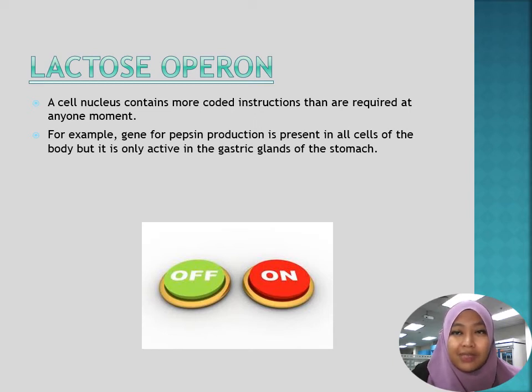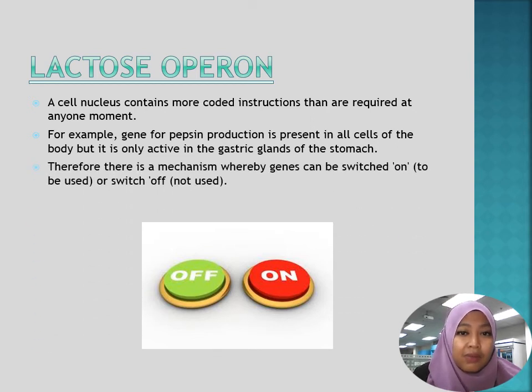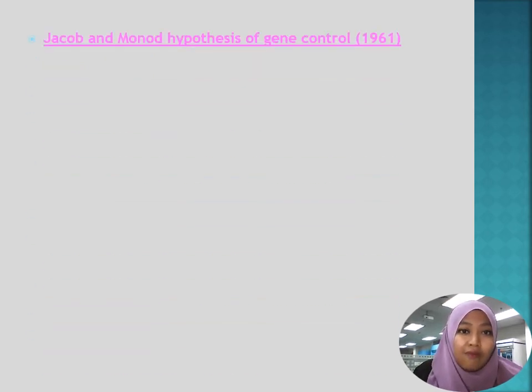They have their own function there, which is to digest food and so on. But the code for pepsin production is actually in all cells in our body; it is just turned off. It is not turned on because there is no function. So this is the mechanism by which a gene can be switched on and used, and switched off when it is not being used.